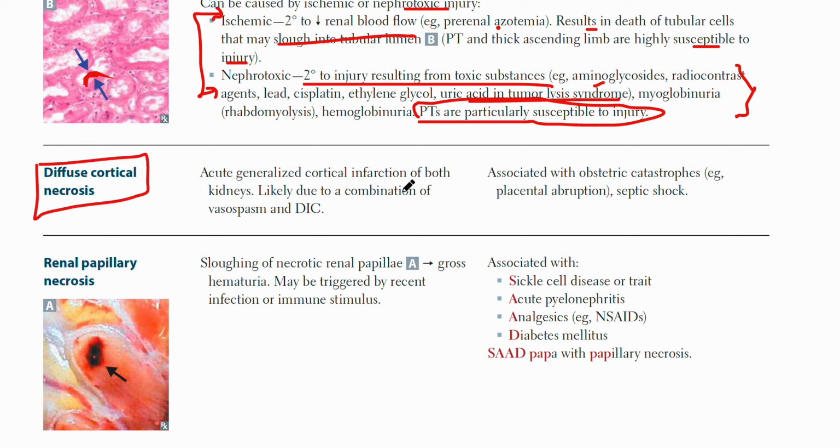Acute generalized cortical infarction of both kidneys can occur. It is likely due to a combination of vasospasm and DIC, which is disseminated intravascular coagulopathy. So it is associated with obstructive catastrophes like placental abruption, and it can also occur in septic shock.